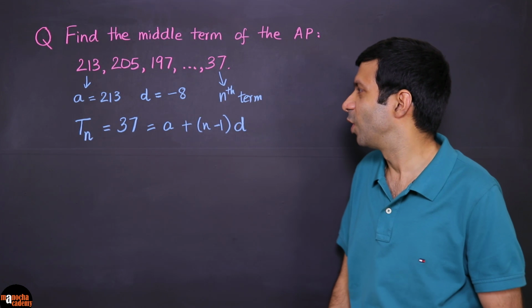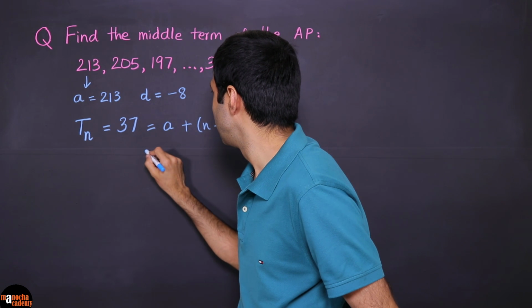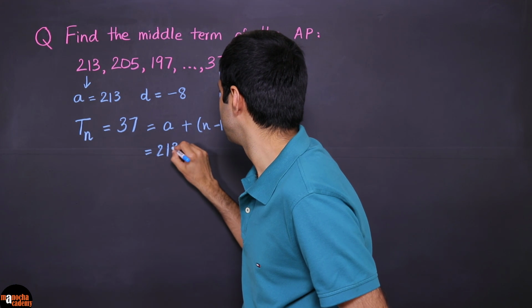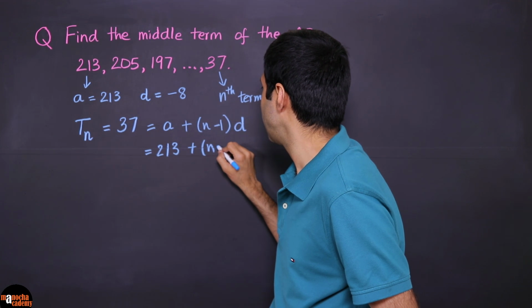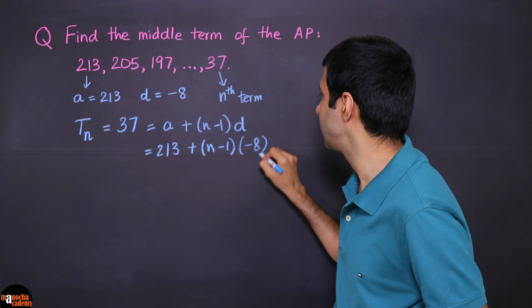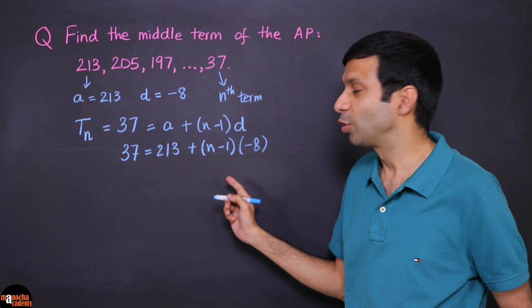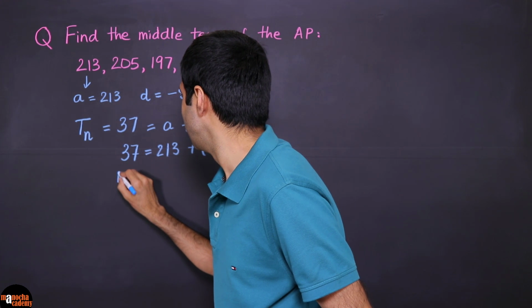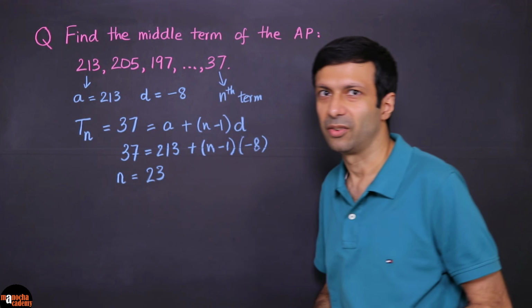Right. So now if we substitute these values, 37 is going to be 213 plus n minus 1 into the difference minus 8, and so this is 37, right? And if you solve this, you'll get n, the number of terms of the AP, as 23, right?